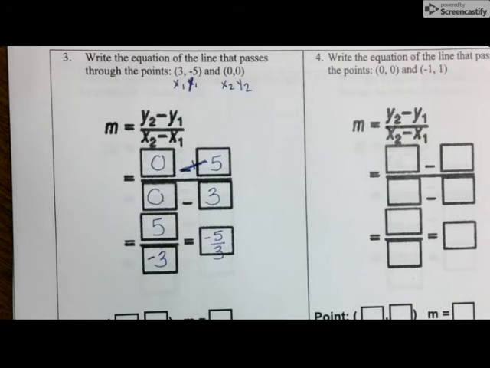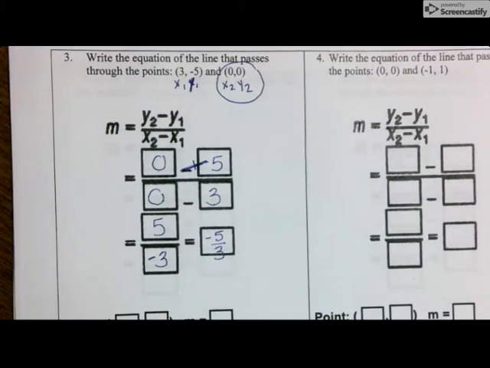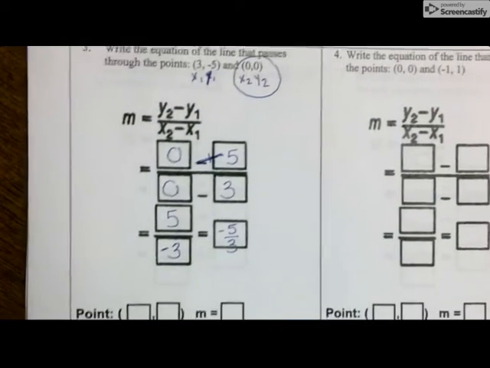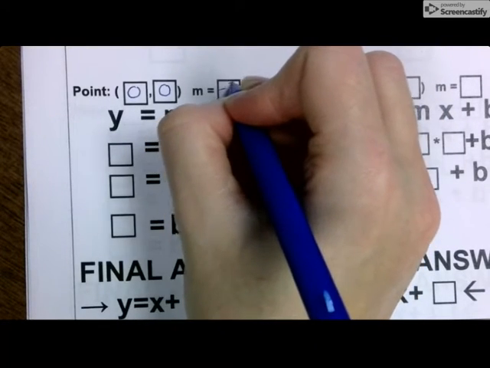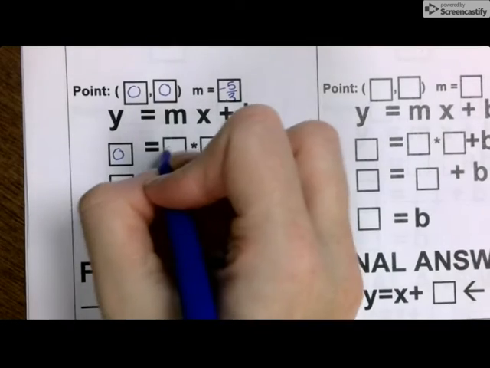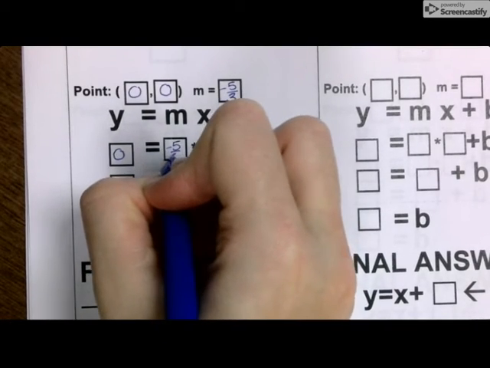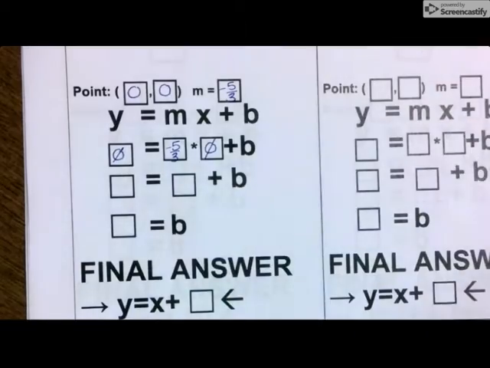Neither of these are both positive because 0 is neither, but probably going to be easiest to work with 0, 0. So I'm going to circle that point. When I come down to the bottom, I'm plugging in my point, which I chose 0, 0, and I'm plugging in my m, which we just found to be -5/3. In place of y, I'm going to put 0 because that's what it equals in this case. In place of m, I'm going to put -5/3. In place of x, I'm going to put 0.